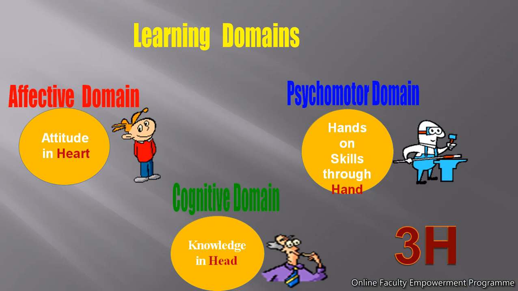3H formula. Attitude in the heart, that may come under the affective domain. Hands-on skills, that may come under the psychomotor domain. Knowledge in the head, that may come under the cognitive domain. The combination of these domains is the basis for Bloom's taxonomy.